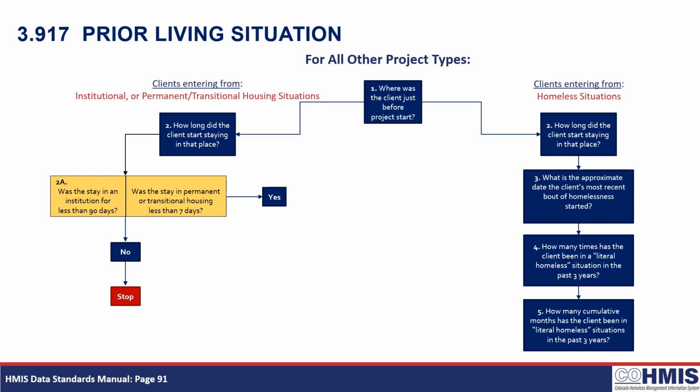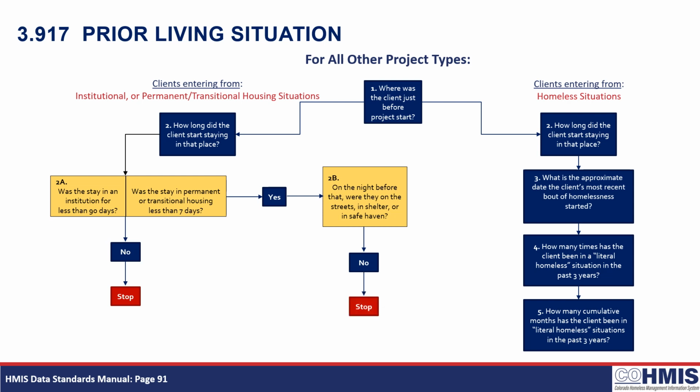But if the answer is yes, so they did stay less than 90 or 7 days in either of these situations, we move on and we ask, on the night before you were in that institution or permanent housing location, were you on the streets, in shelter, or in a safe haven? If not, again, we stop asking questions. We've fulfilled the requirement that we need to enter into HMIS. But if it's yes, then HUD views these clients as entering from a literal homeless situation, and we proceed through the rest of the questions.